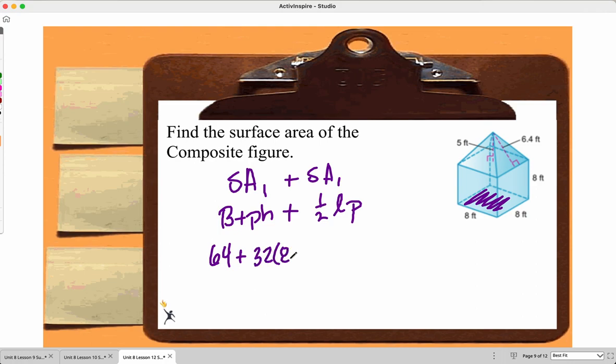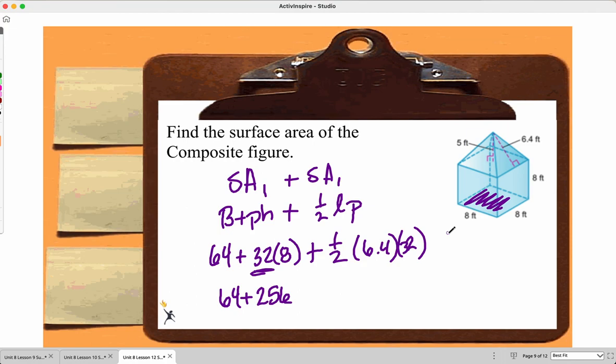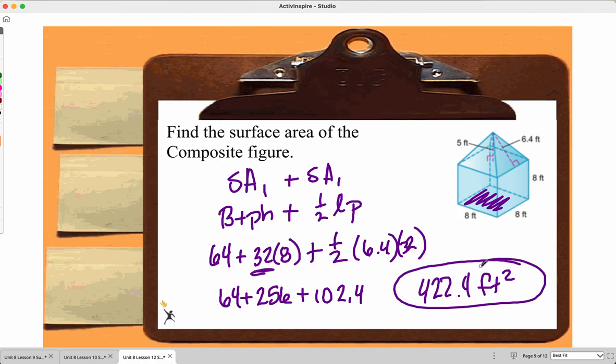Times the height, which is 8, plus 1/2. Our lateral height is 6 4/10, plus the perimeter. Our perimeter is the same as the perimeter down here, so 32. So again, we're going to do our math. 32 times 8 is 256. We have 64 plus 256. Half of 32 is 16, so 16 times 6 4/10 gives me 102 4/10. Now again, going back to my calculator, typing all of that in to get my final surface area, 422 4/10 square feet. Okay? All right.